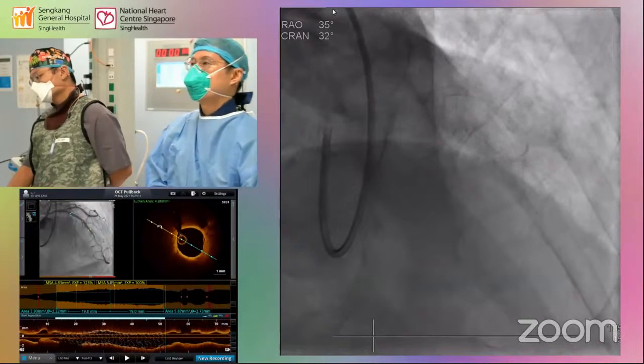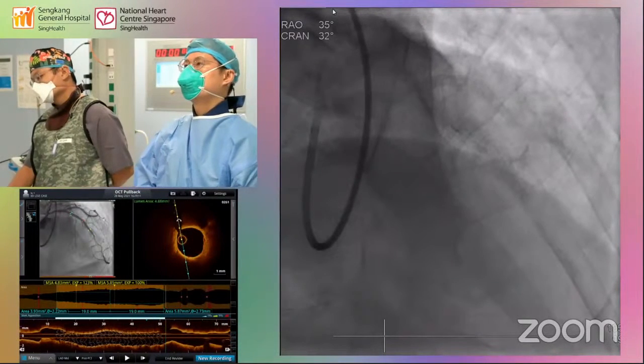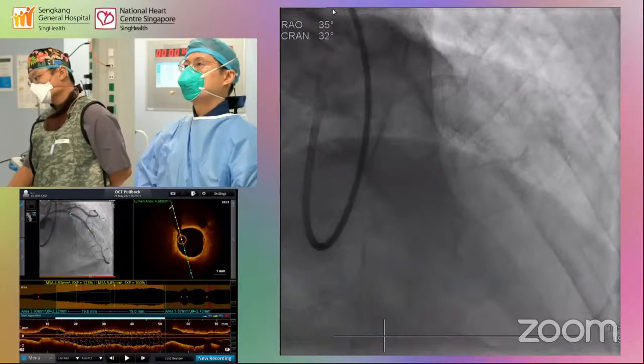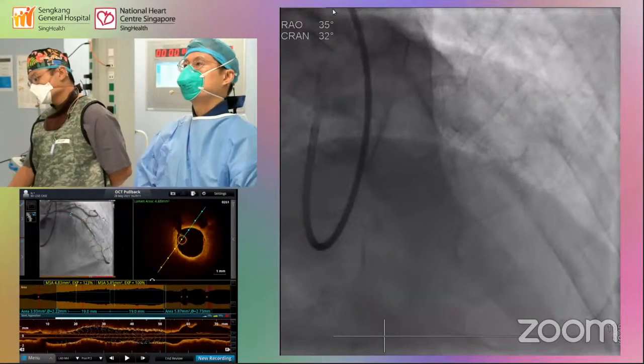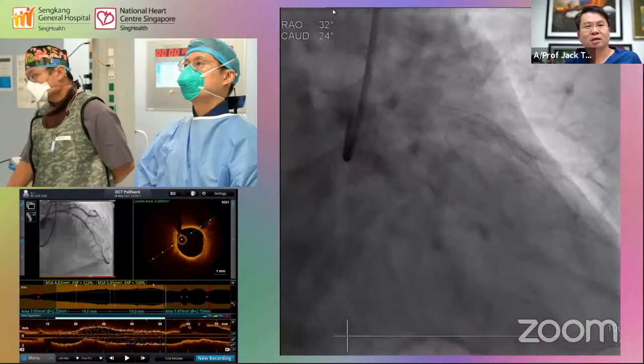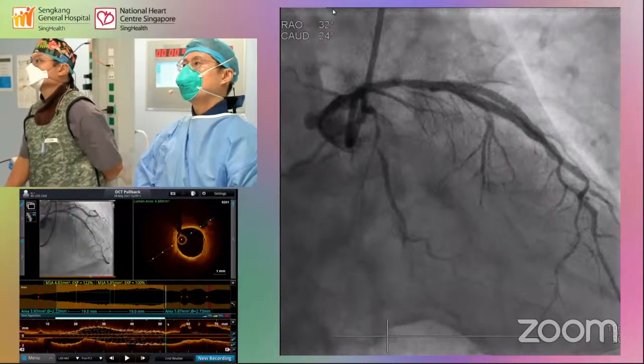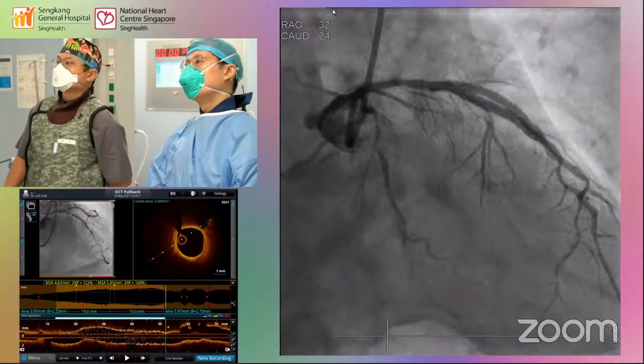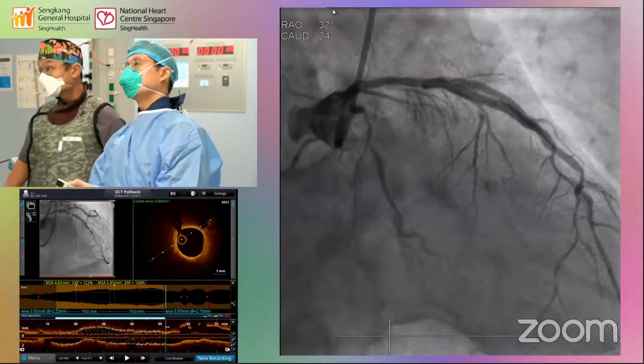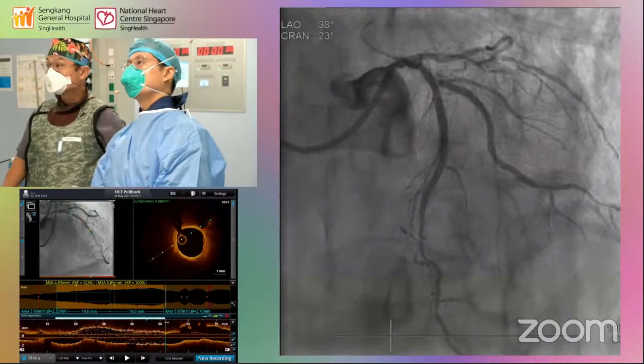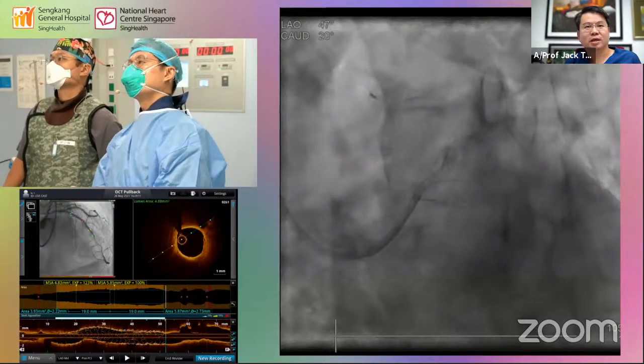Before I leave you with Chiang. Some lag. It's a bit laggy. Yeah, so this is the aerial view, showing the stent in the mid-LAD and a diagonal. Okay, we're seeing the diagonal stent.